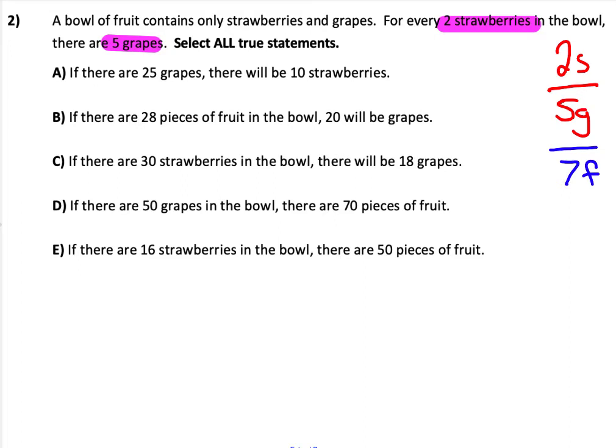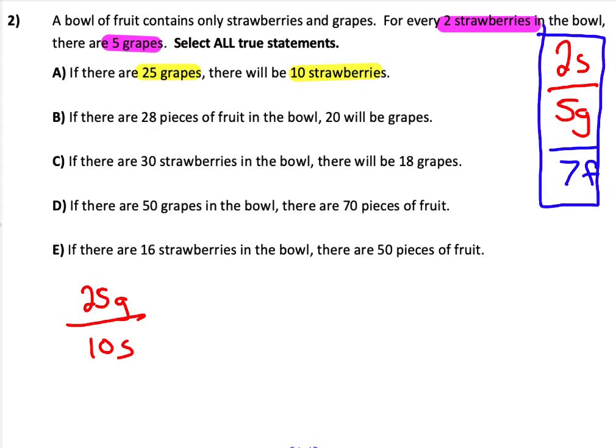So the next one says 25 grapes to 10 strawberries. So I'm going to do 25 grapes, 10 strawberries. And then I'm going to go back to my starter information over here and pull the same information. So I need grapes, 5 grapes, and strawberries, 2 strawberries. Now I want to check to see, are those equivalent to each other?